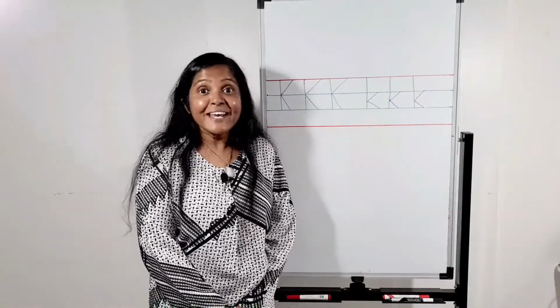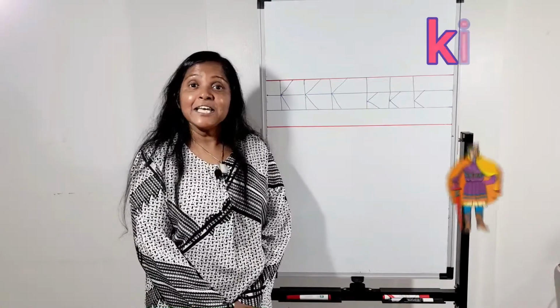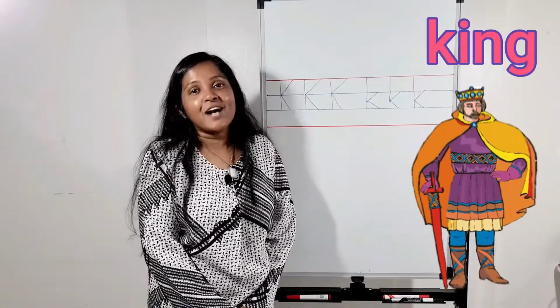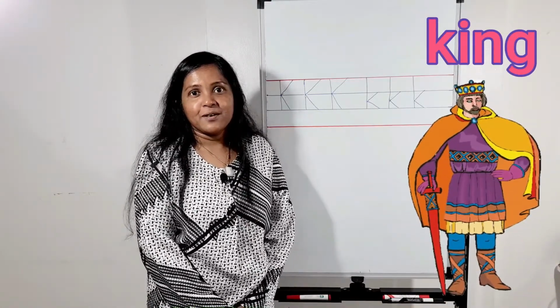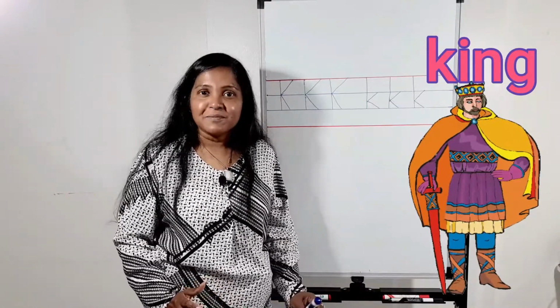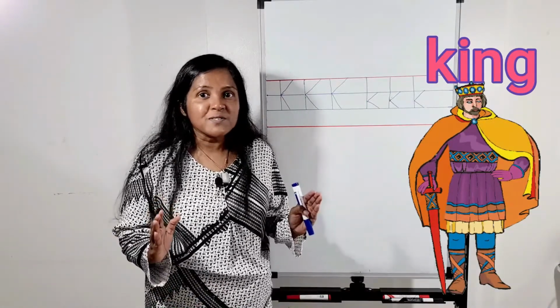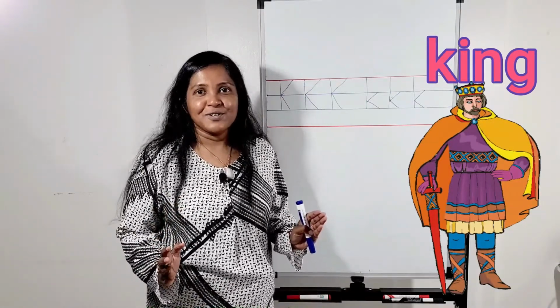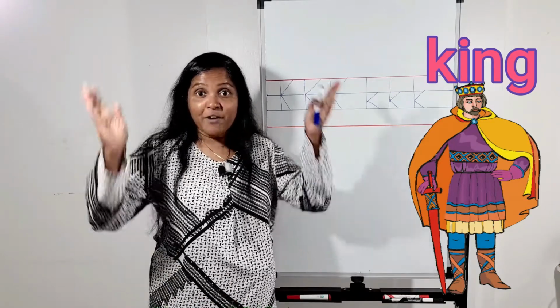Number four, king. King is a person who rules the country. He has power. He is the first person in the country. King is wearing a crown.